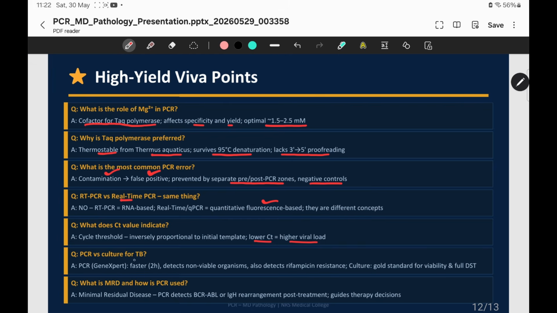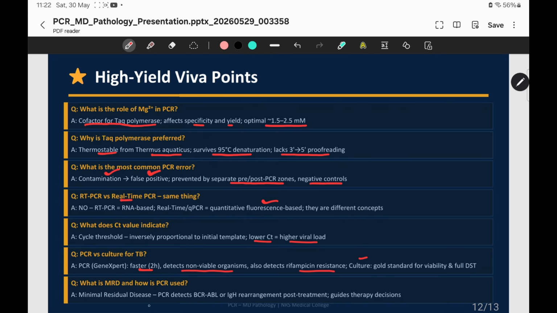PCR versus culture for TB. We know that the GeneXpert is based on PCR, and it gives faster result within 2 hours, and also detects the viable and non-viable organisms both, and also detects the rifampicin resistance. But the culture gives result in around 6 weeks time, and it gives only the viable organism diagnosis only.